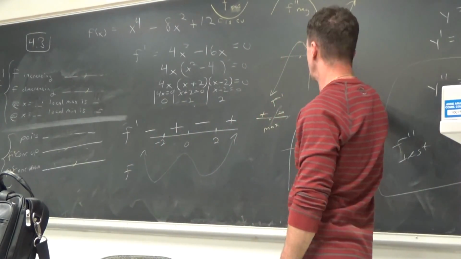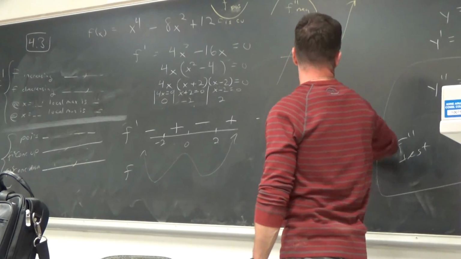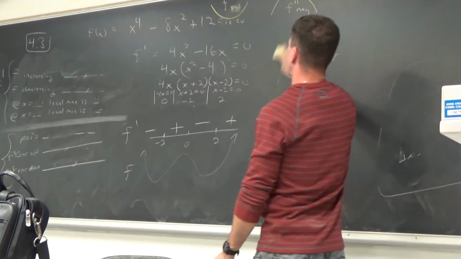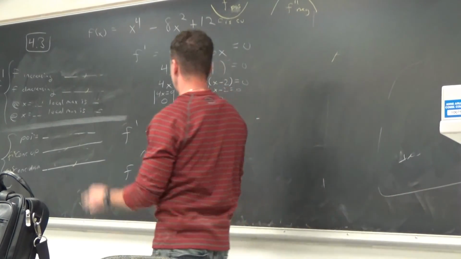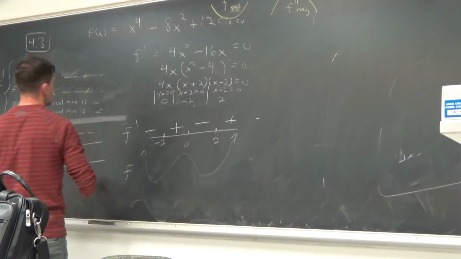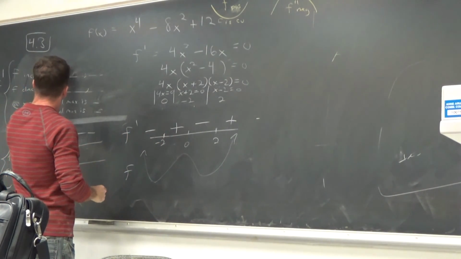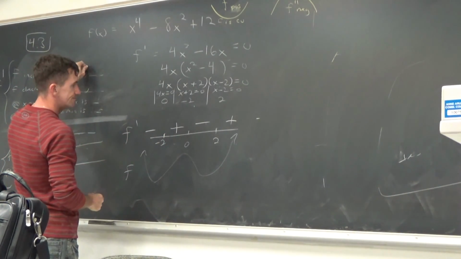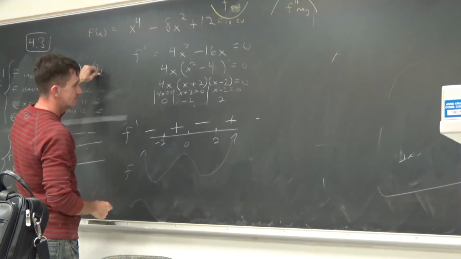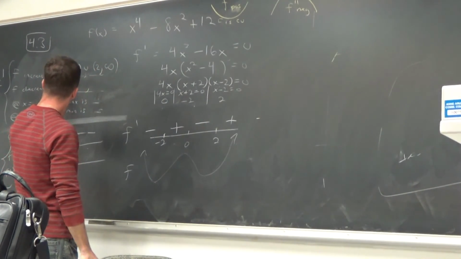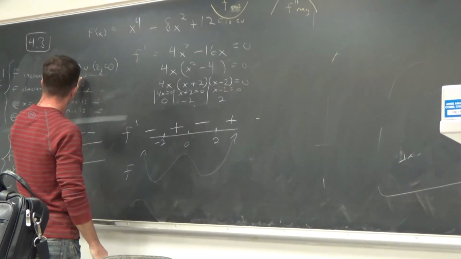In the end, we'll sketch a nice picture. Get all this stuff out of the way. All right, let's fill in all the blanks. Now look at all that stuff. Let's crush it. Increasing: look for the pluses. -2 to 0, where else? 2 to infinity. All right, how about decreasing? -3 and -2, anywhere else?